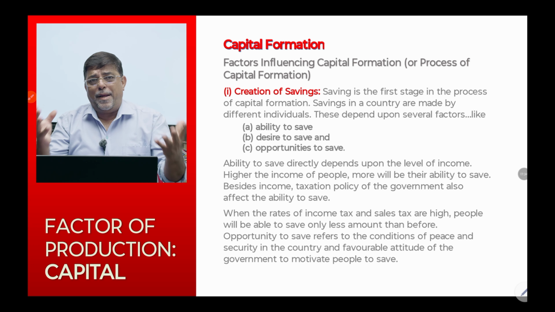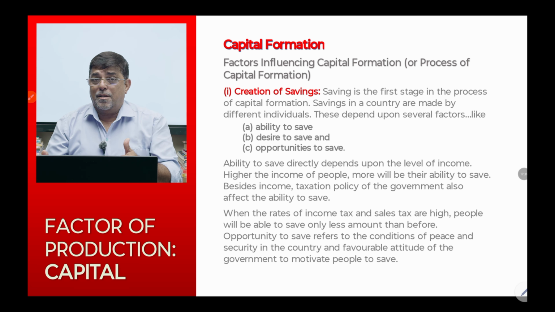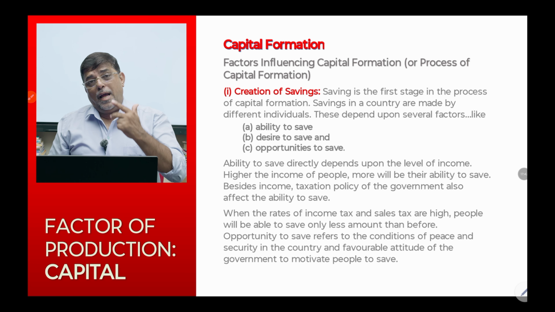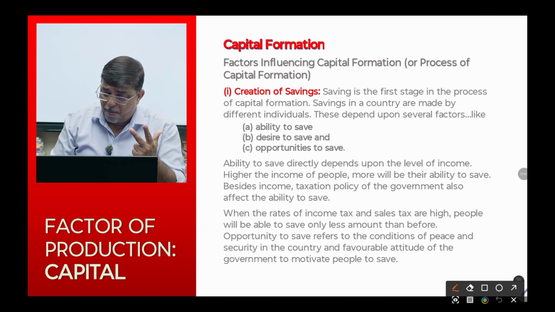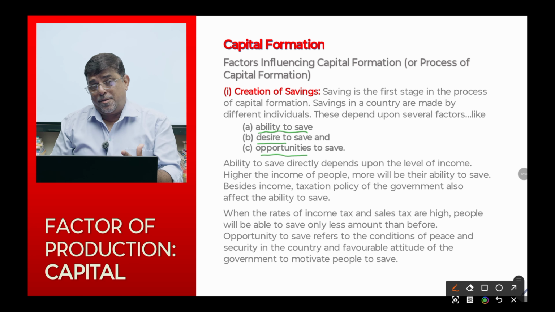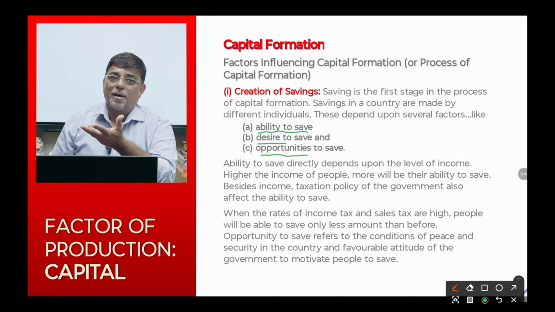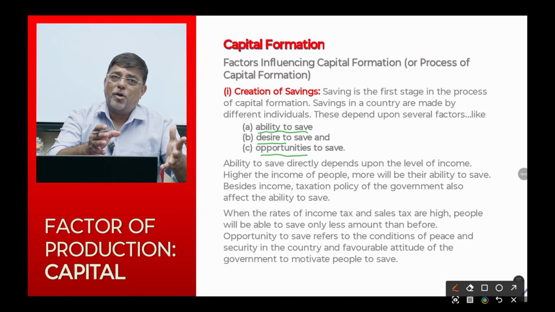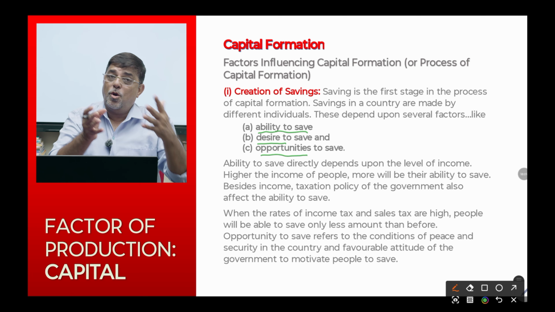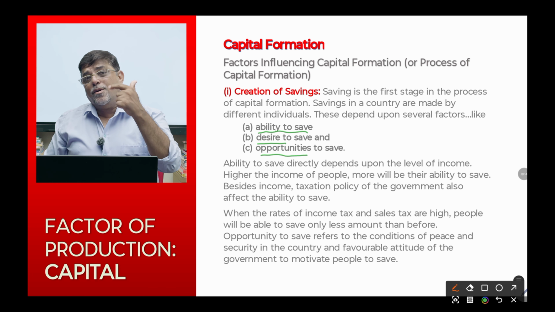Now, savings depend upon your ability to save, that is, on your income, on your desire to save, and your opportunities to save. So, I repeat, your savings will depend on your income, your desire, and your opportunities. Now, high income means high savings, low income means low savings. And to add to that, you got your taxes. When taxes are high, you will save less. When taxes are low or proportionate, you will save more. So, your ability and your desire.